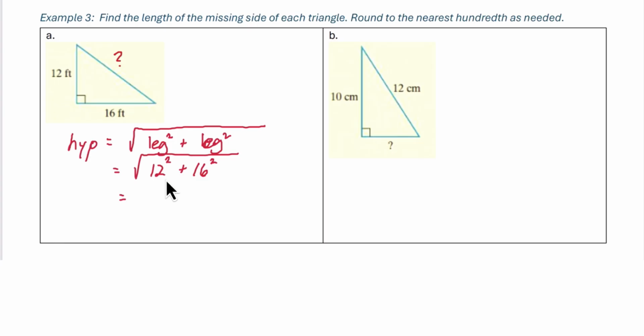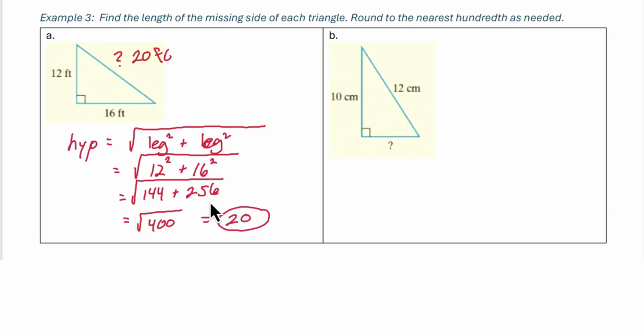12 squared, that is 12 times 12, is 144. 16 squared, or 16 times 16, is 256. And now adding 144 and 256, we get 400. So the square root of 400 is 20. So the length of this hypotenuse must be 20 feet.